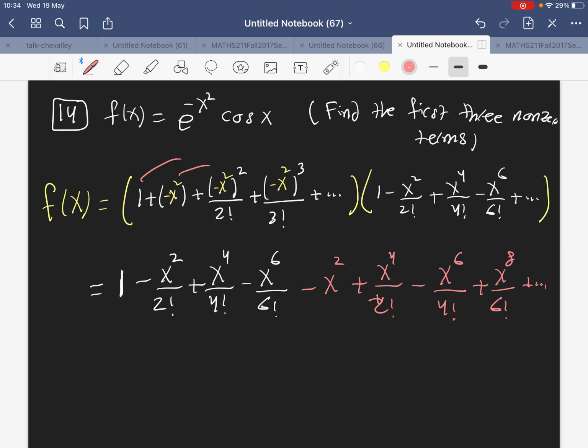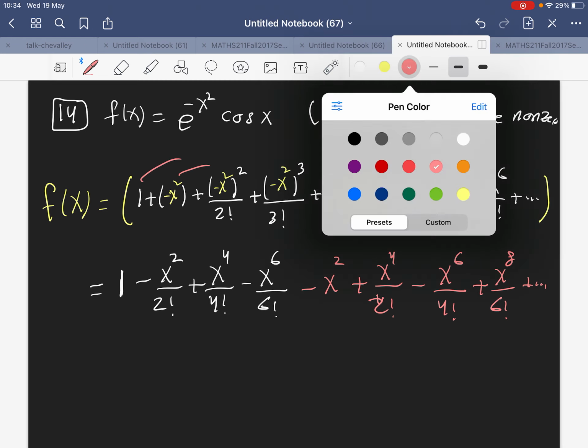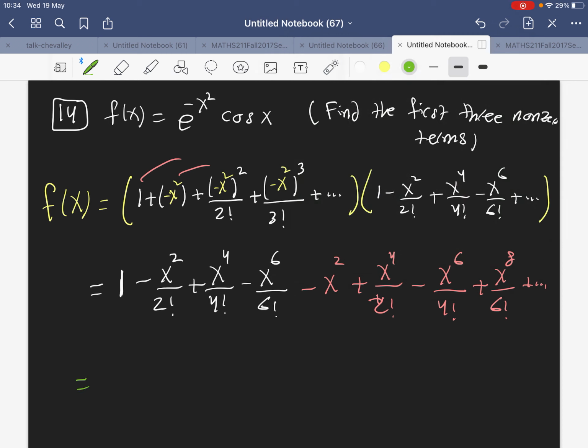So if we just write the final one, let me do it in a different color as well. The 1 is 1. Now the x squared, here we have half, so we have 3 over 2 x squared. The x to the 4, they will survive. So it will be x to the 4. This is 2. This is 24. It will be 13 over 24. And those are the first 3 terms.